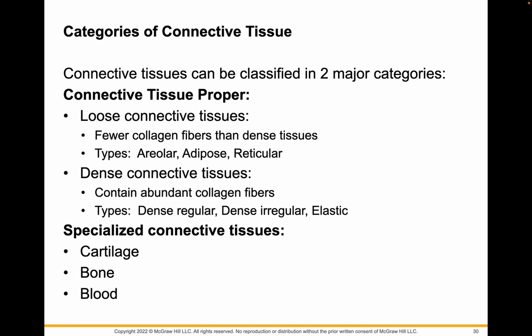Loose connective tissues have fewer fibers, and they look kind of loose. So areolar, adipose, which is fat, and reticular. And then your dense, think of it as just packed with fibers, really strong. We're going to have dense regular, where there's a regular pattern, dense irregular, which has an irregular pattern, and then elastic, which is going to be kind of stretchy.